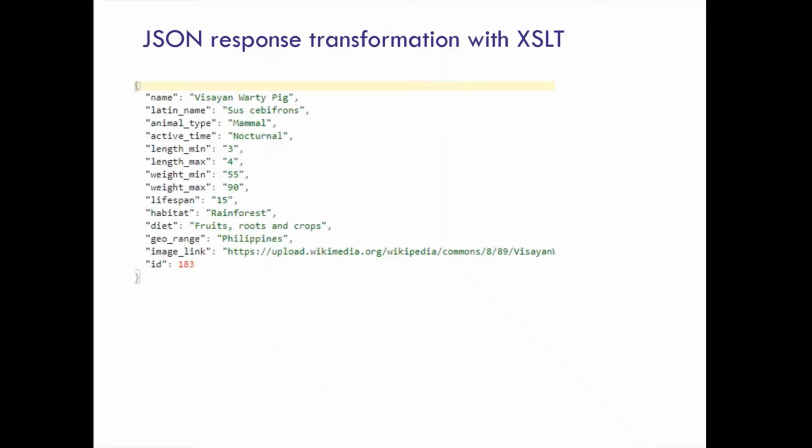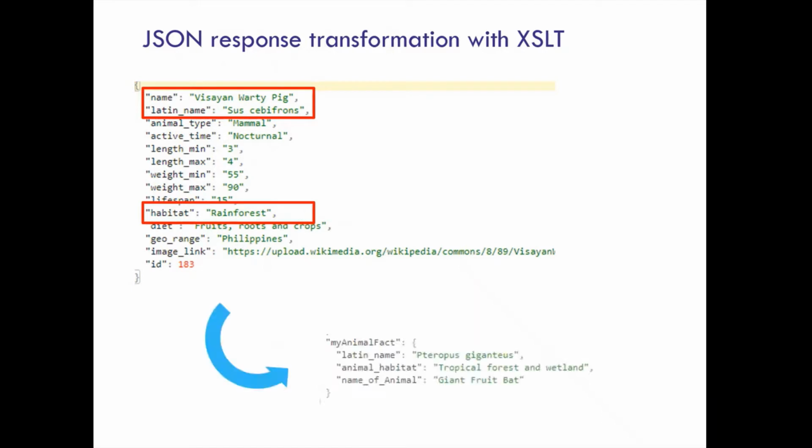So we'll start with a JSON of this form. This is a JSON payload of random animal fact. As part of the XSLT transformation, we're actually going to extract three attributes of interest and convert this into a new JSON which has a new root element and those extracted three child key value pairs. And we'll be using an XSLT to actually do this transformation.